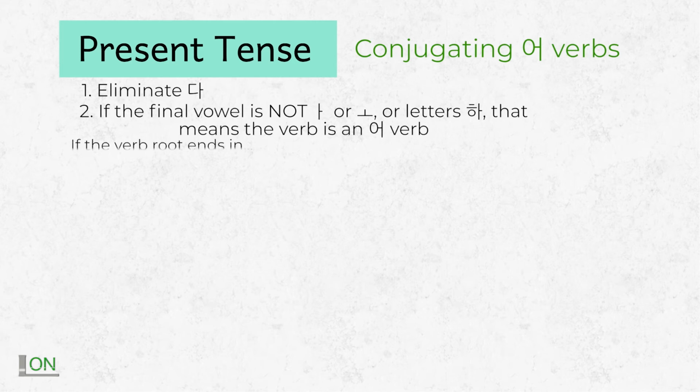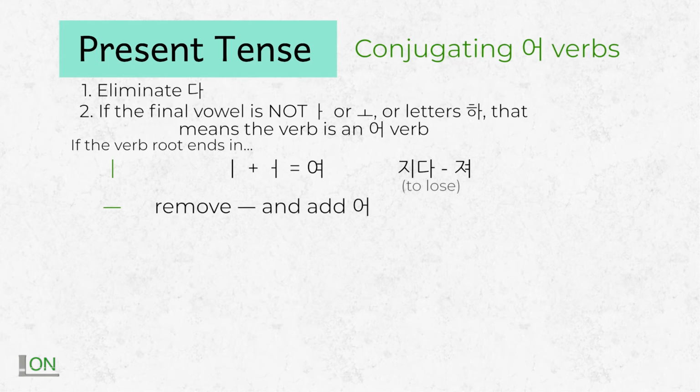If the verb root ends in 이, then we have to add 어, so it's going to be 이 plus 어, and it's gonna be 여. For example, 치다, to lose, 쳐. 을, remove 을 and add a. For example, 슬프다, to be sad, 슬퍼.